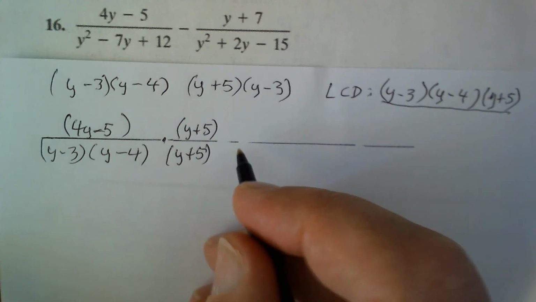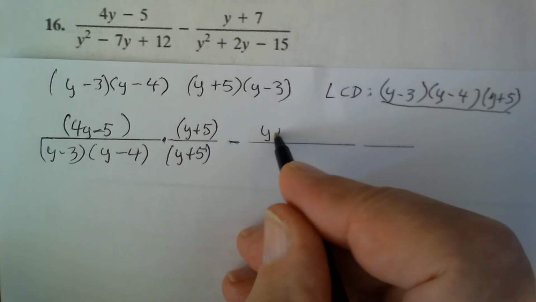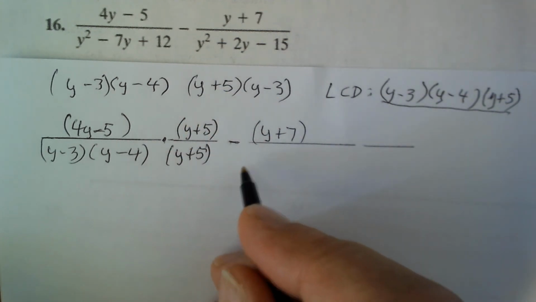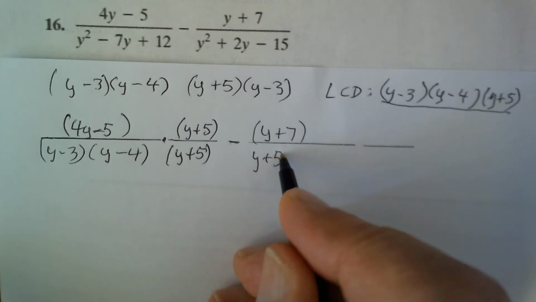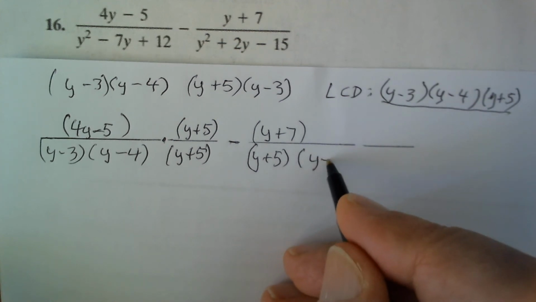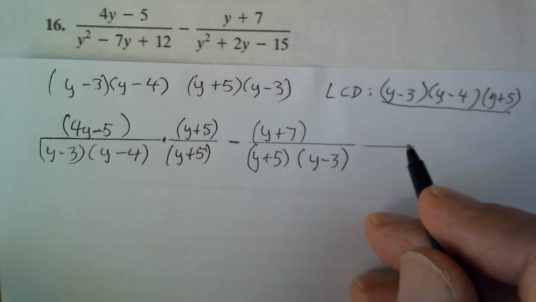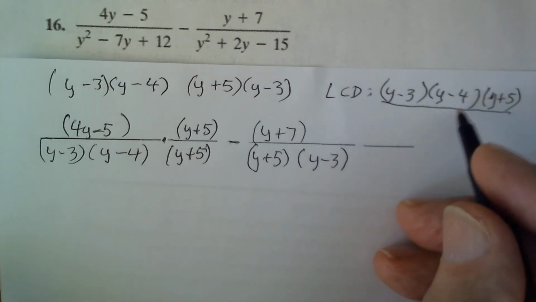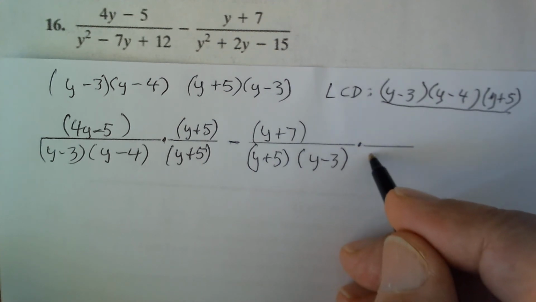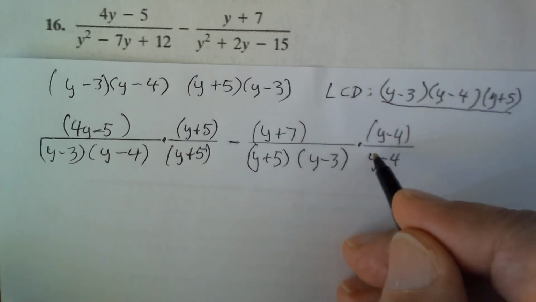Similarly, now we have minus, and here we have y plus 7. And when we write the denominator in factored form, it is y plus 5 times y minus 3. And again, comparing the denominator with the LCD, we notice that the missing factor is the y minus 4 rather. So we multiply by 1, in this case y minus 4 over y minus 4, that's equal to 1, this factor here.